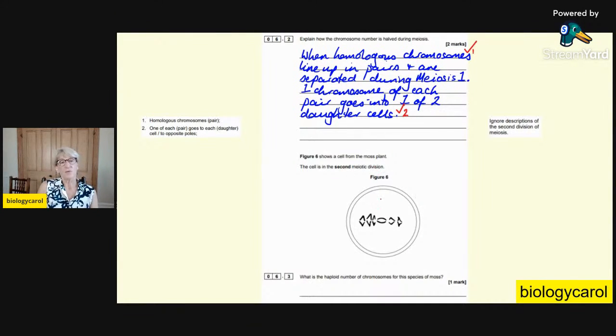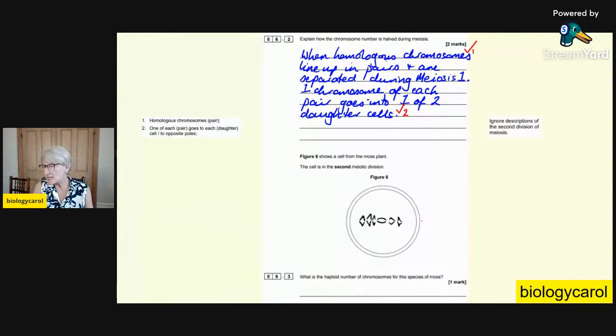Here is a cell from the moss plant. It's in the second meiotic division. Oh, look, the 2 chromatids of each chromosome. Remember, we just had those homologous chromosomes separating into those 2 cells at the end of meiosis 1. And now we've got the chromatids of each chromosome being separated down into those final, as it were, 4 cells that are going to be produced as a result of meiosis.